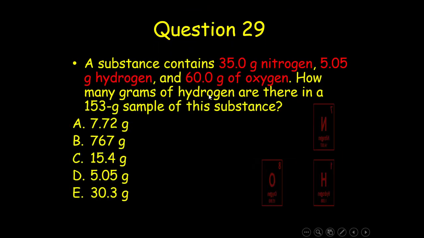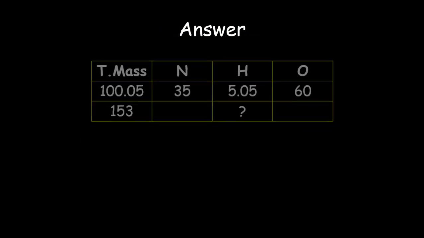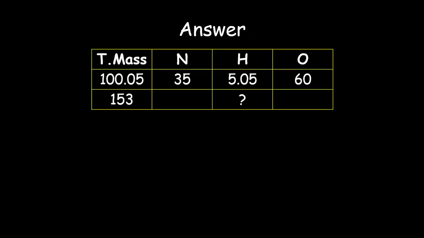Question 29. A substance contains 35 grams of nitrogen, 5.05 grams of hydrogen, and 60 grams of oxygen. How many grams of hydrogen are there in a 153 grams sample of this substance? A. 7.72 grams, B. 767 grams, C. 15.4 grams, D. 5.05 grams, E. 30.3 grams.